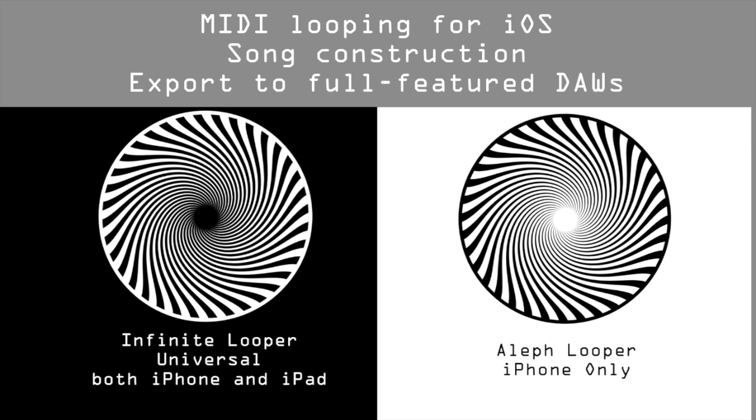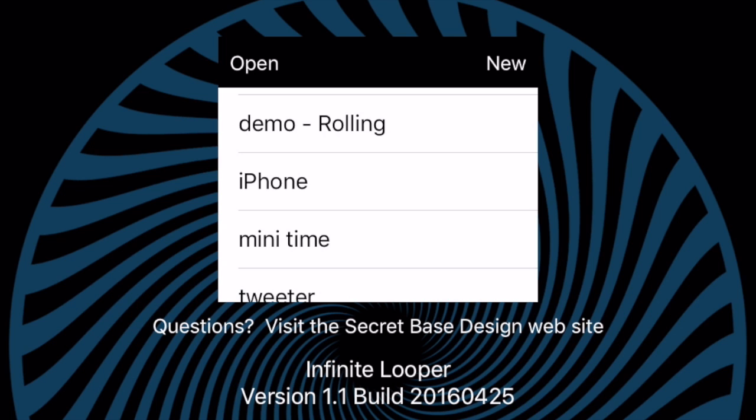Infinite Looper 1.1 is now available. The app has just gone universal. It's now available for the iPhone and iPad. And we also have a new version called Aleph Looper, which is for the iPhone alone. The app is designed for MIDI looping, song construction, and is designed to work with full-featured DAWs on your desktop. In this video, we'll cover some of the new features and talk about MIDI connections.